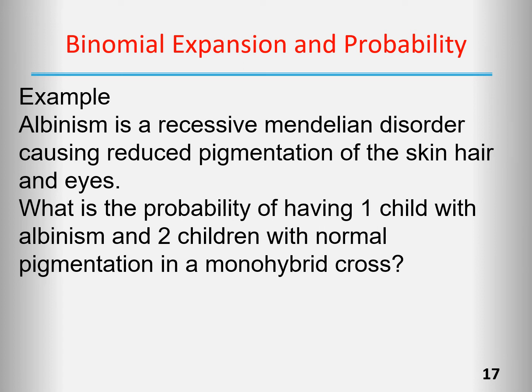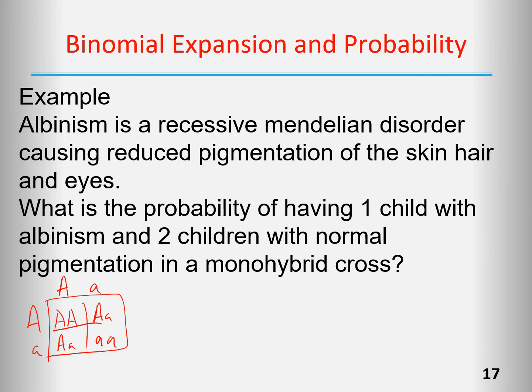Albinism is a recessive Mendelian disorder causing reduced pigmentation of the skin and the eyes. Okay, so it's an autosomal recessive disorder. It follows basic Mendelian rules. And we ask, what is the probability of having one child with albinism and 2 children with normal pigmentation if both of the parents are carriers? So we sketch out. Neither parent has albinism, but they're both carriers for the trait.